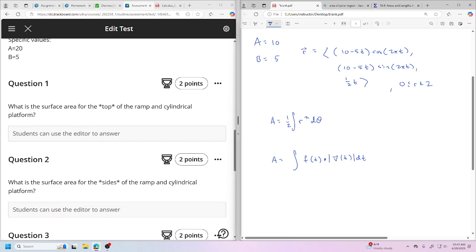So if you want to look at the top, this is what I would use, this formula from, I think that might be Cal 1, but definitely by Cal 2. It's not surface area, it's just area. It's area of a polar region, okay? So this is an older formula that we've had before, but don't think of it like surface area, just think of it like area of a polar region, okay?